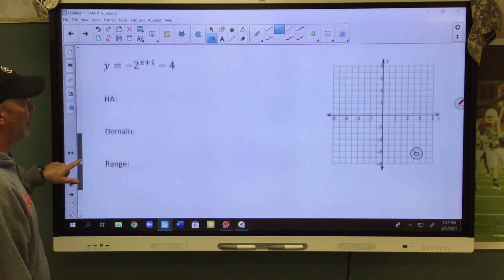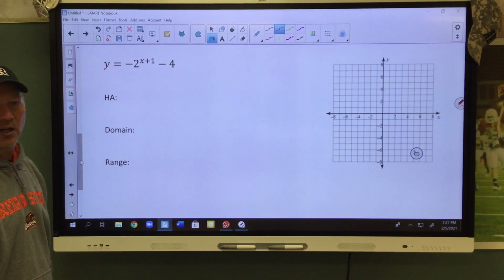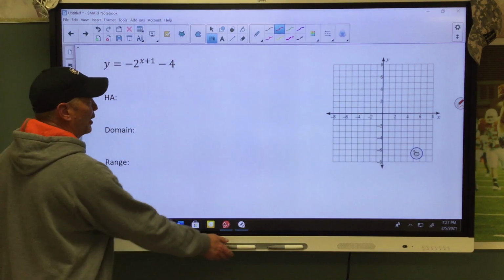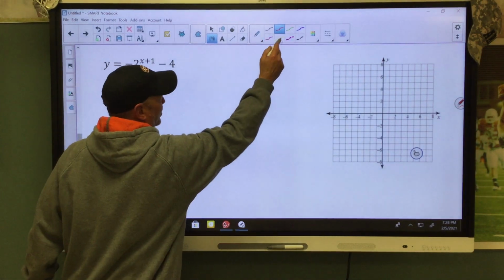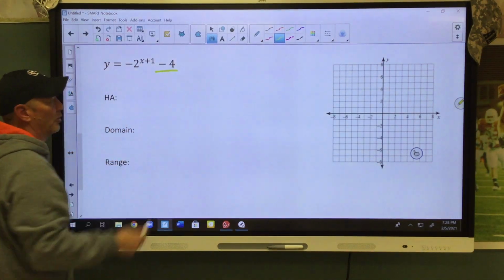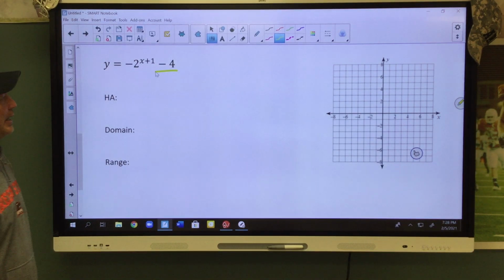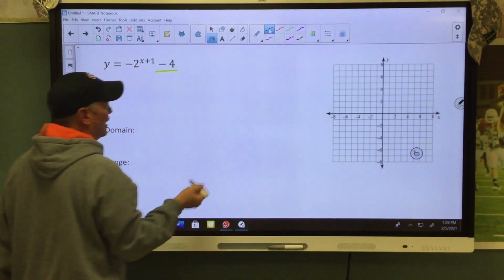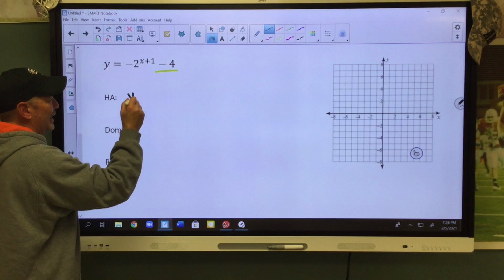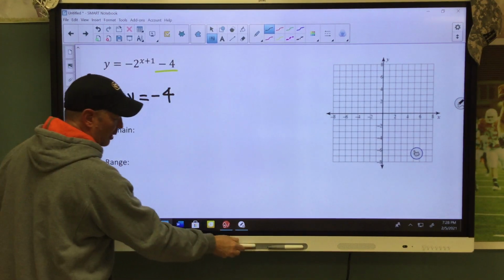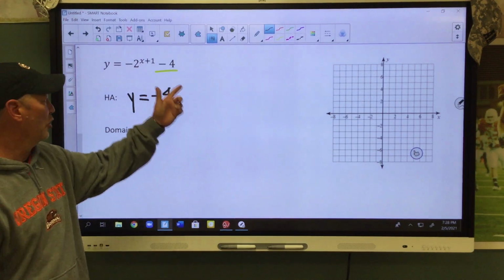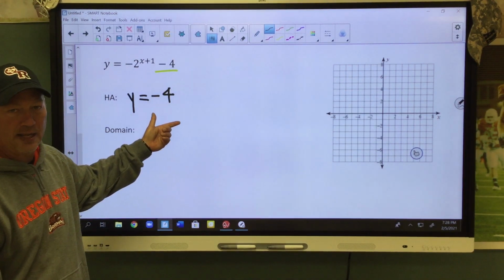What if I gave you a problem like this, and I asked you for the horizontal asymptote? How do I find the horizontal asymptote? We said that you're going to find the horizontal asymptote by using your k value. In this case, you would tell me that y equals -4. So let me graph this real quick and show you how easy it is to find this horizontal asymptote.